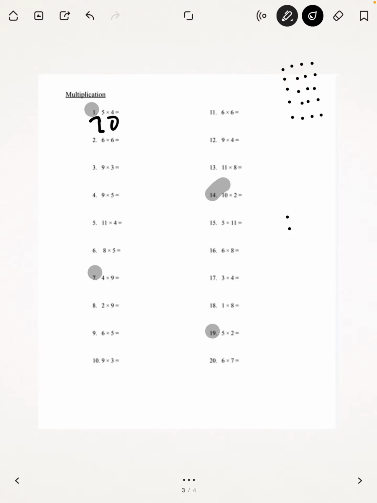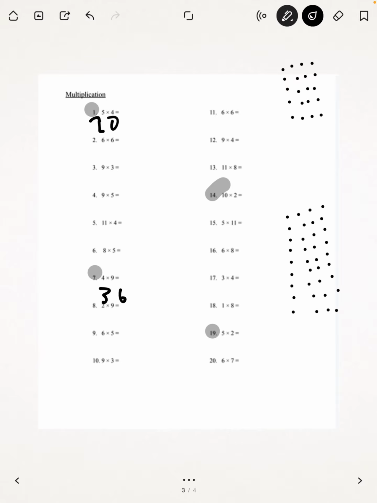And then it goes 1, 2, 3, 4. And if you count it up, that actually equals 36.